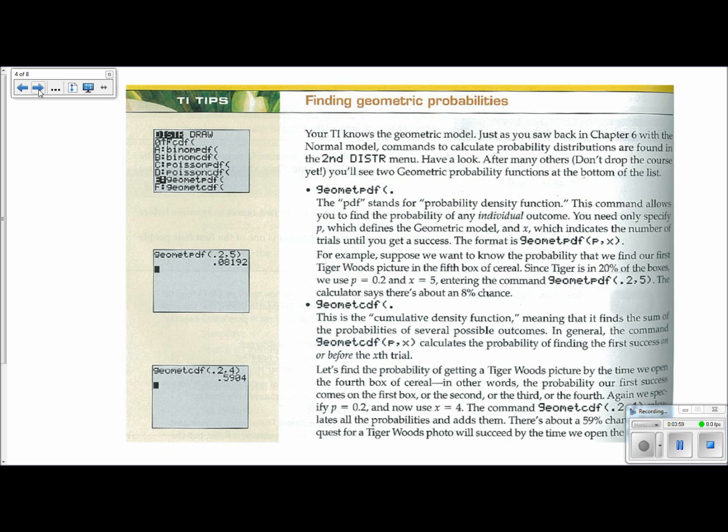Here is the TI tip. It's under the distribution part of your calculator. Geometpdf is looking at one specific trial. The probability of success is 0.2, and I'm looking at the chance that my first success happens on the 5th trial, and that is this 0.08 is the probability. Geometcdf is that or less. So the probability of success is 0.2, and I want to look at the chance of me getting my first success on or before the 4th trial.